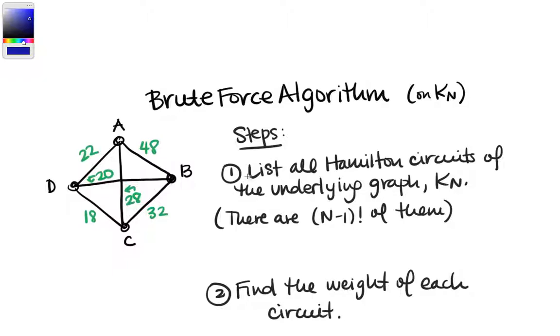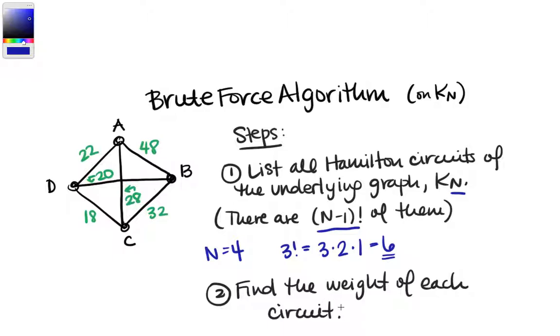The first step is you're going to list out all the Hamilton circuits of the underlying graph Kn. And this is the brute force part of it because you're just listing them all out. If we have n vertices, there are going to be n minus 1 factorial circuits. So for this particular graph, n is equal to 4 and n minus 1 is 3. So we have 3 factorial, and remember it's 3 times 2 times 1, which means there are 6 that we're going to have to list out.